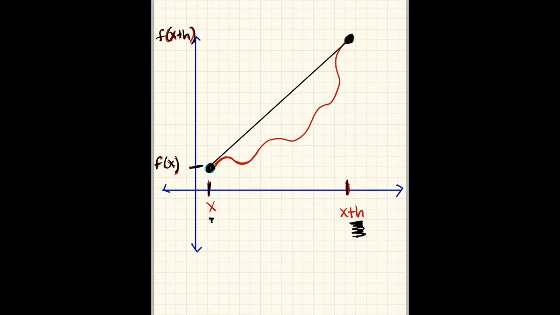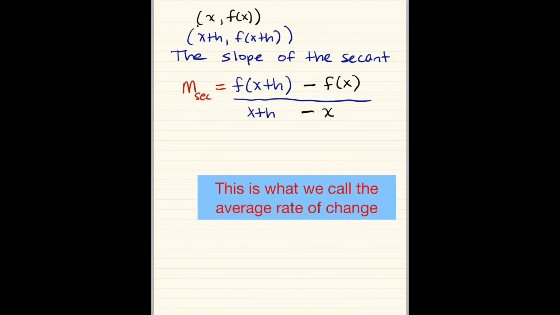So how do we find the slope of the secant line? Well, you have to line them up as points. Your first point was x, f of x. Your second point was x plus h, f of x plus h. To find the slope of the secant line, then what you're going to do is just use your basic slope formula that you learned in 9th grade or 10th grade.